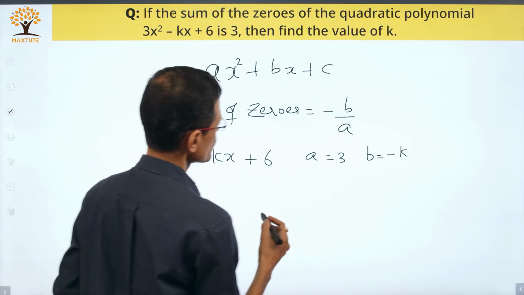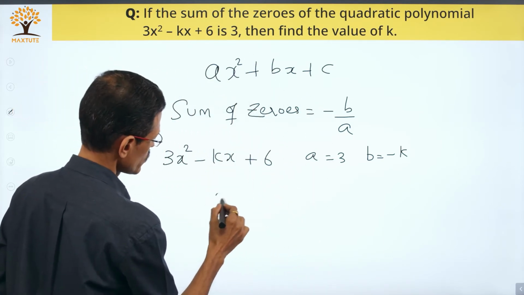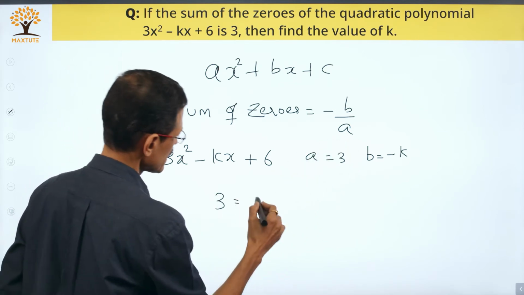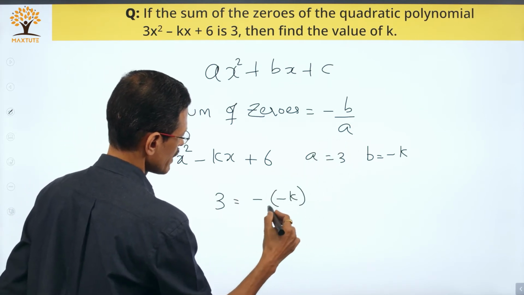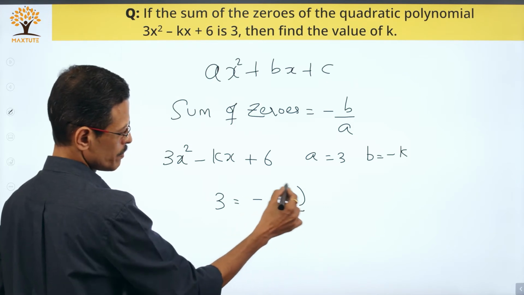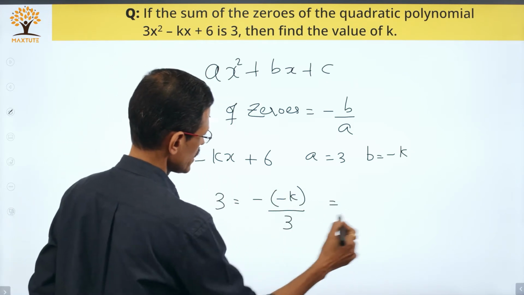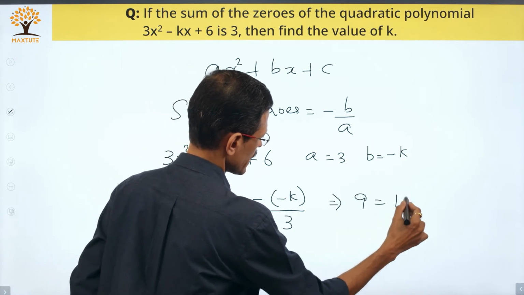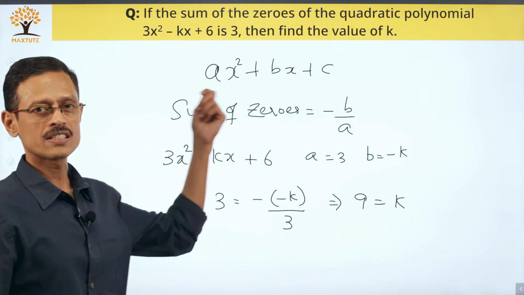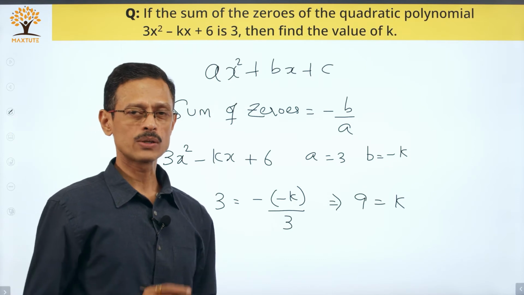So the sum of the zeros is equal to 3, is what they are saying. So 3 is equal to minus of minus k divided by 3, right? Minus b by a is minus of minus k divided by 3. Cross multiply, you will get the value 9 is equal to k. What is the value of k? If the sum is to be 3, the value of k is equal to 9.